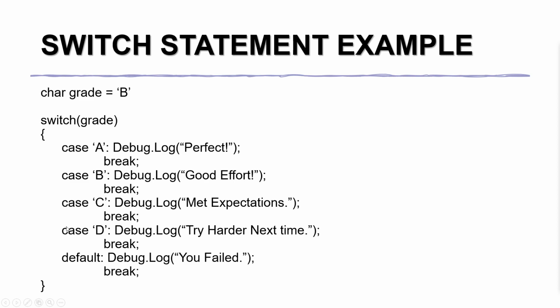We then have our open and close curly braces, and then inside of here is where we write all of our cases. So if we have a case where grade is equal to A, we have the colon, and then we have our code. We're just going to print to the console with Debug.Log that it's perfect, and then we break, which means we're done with the switch and we forget the rest and we keep going.